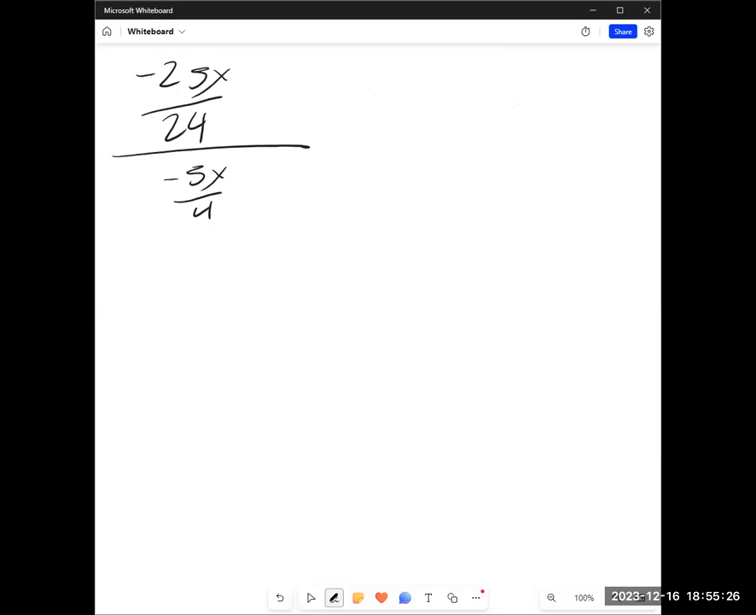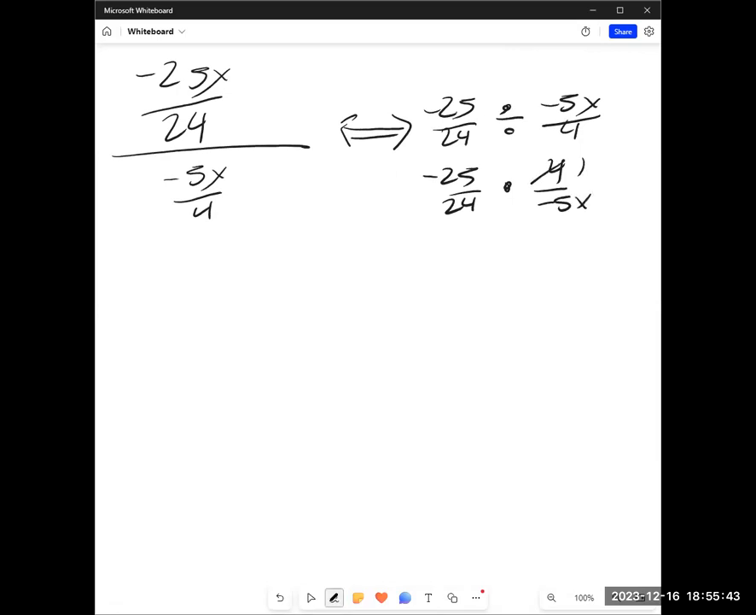That's the same thing as negative 25x over 24 divided by negative 5x over 4. So we're going to make this negative 25 over 24 times 4 over negative 5x. 4 goes into 24 6 times. 5 goes into 25 5 times. A negative divided by a negative is a positive. So 5 times 1 is 5. 6 times x is 6x.